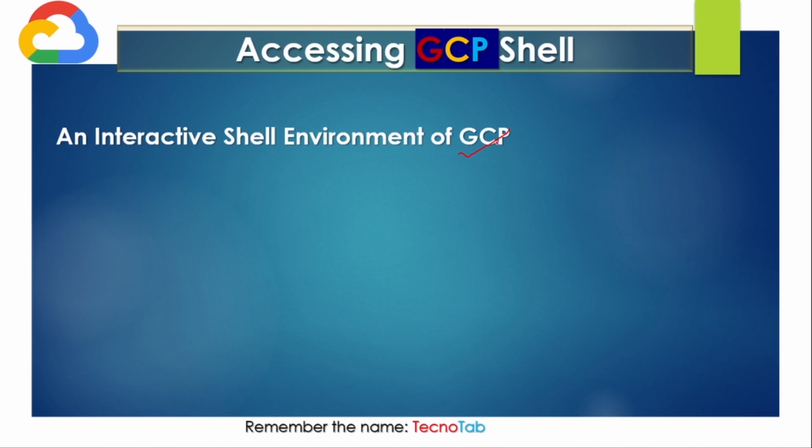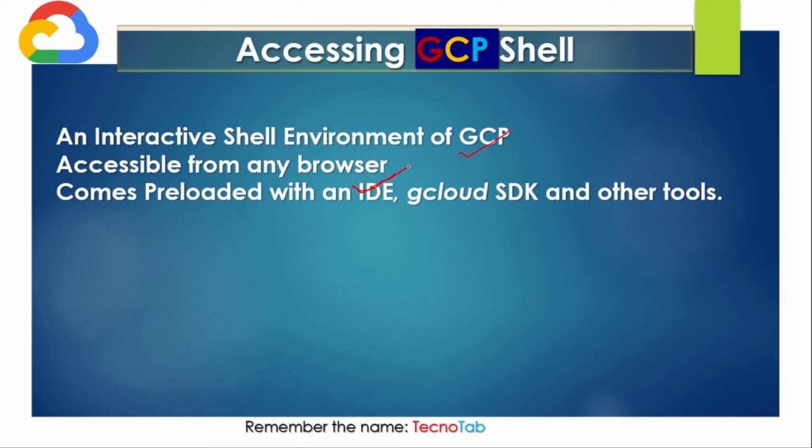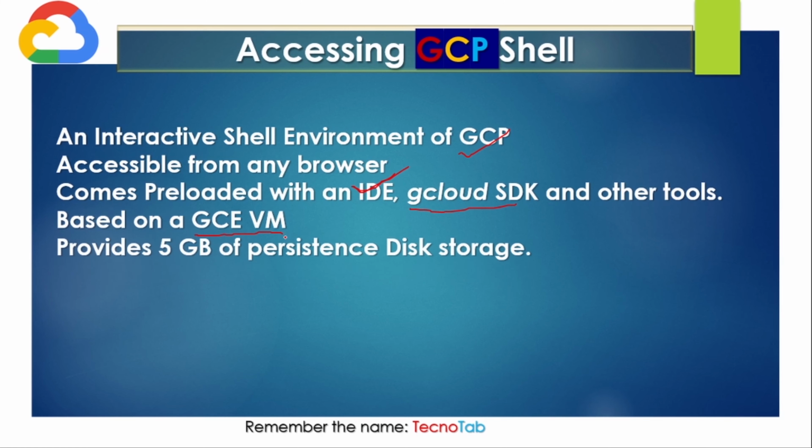So the GCP shell is a very interactive shell environment that allows you to perform all the tasks that you can perform with the CLI, right? And it is accessible from any of the mainstream browsers like Firefox, Google Chrome, Internet Explorer, and basically all the browsers. It also comes with the preloaded SDK, that is the gcloud SDK. So you don't have to install any other tools, and it is based on a GCE VM. You can imagine that whenever you launch a GCP shell, it will start a VM for you, and the size of that VM will be around 5 GB. That is a lot of space for performing this kind of task.